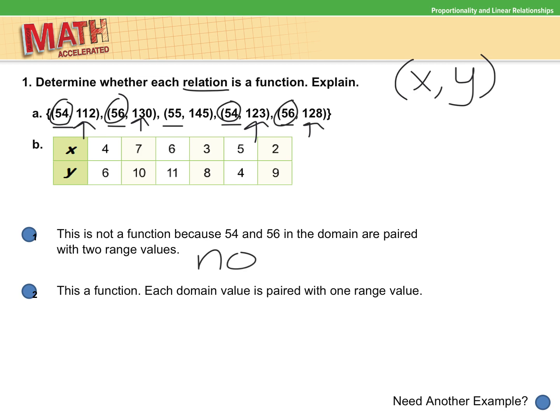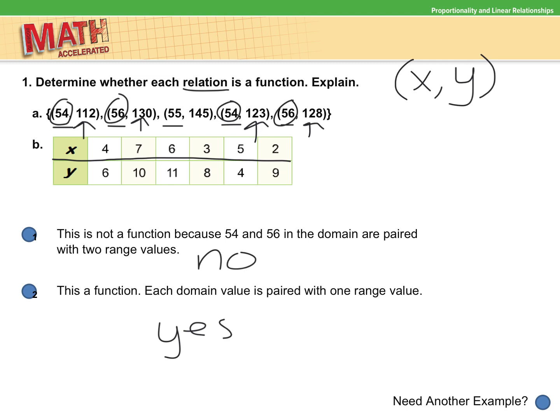So looking at B, similar, but it's written in table form this time. Still only look at your x's. Here are all my x's. Do we have any that repeat themselves? You've got to look at the x values. We don't care about the y's right now. Do any of them repeat? No. So this is a function. No x values repeat that we have to worry about.